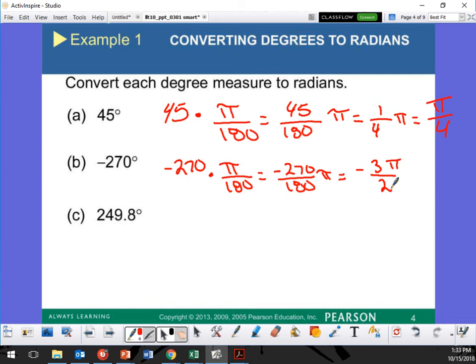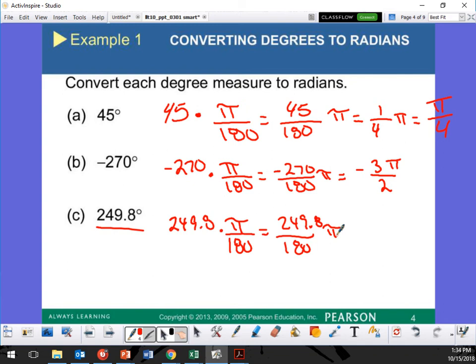Okay, so keep going. Next one. This one right here. So it's going to give you a wonky decimal or a wonky fraction because you have a decimal in it already. So it's going to be 249.8 times pi over 180 equals 249.8 over 180, and the pi off to the side.